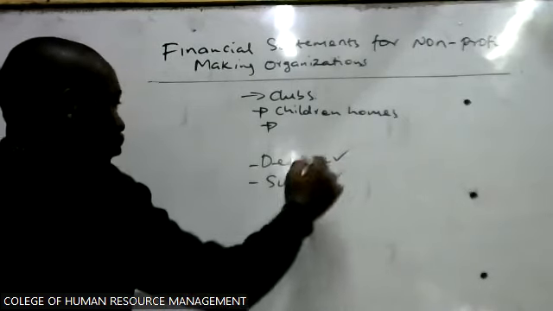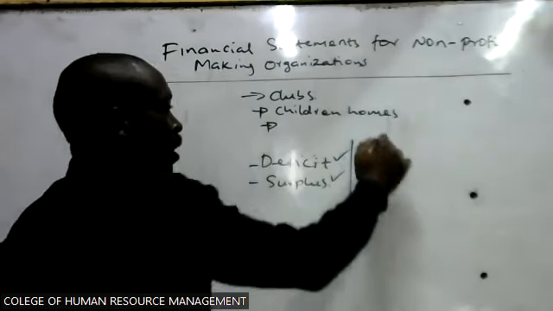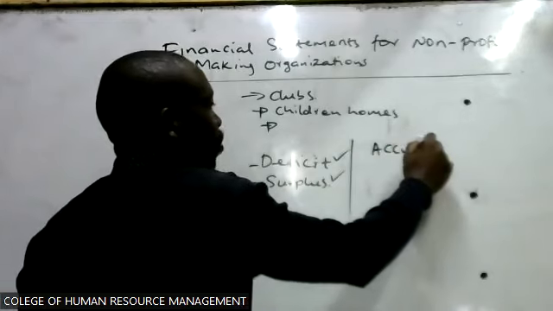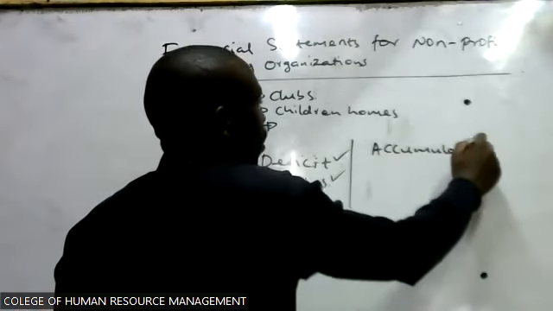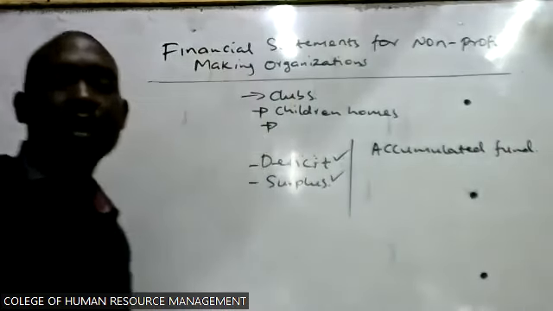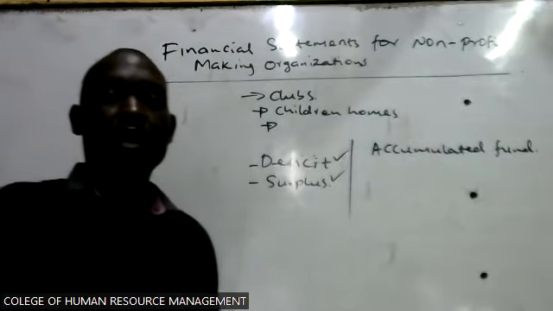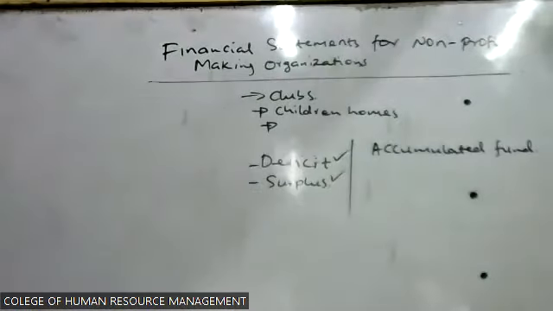The other thing is that these organizations don't have capital, but instead they normally have what we call the accumulated fund. Accumulated fund is simply the same as the capital.